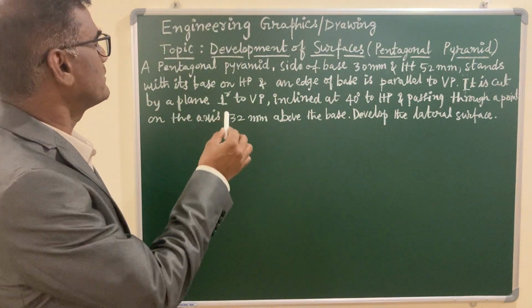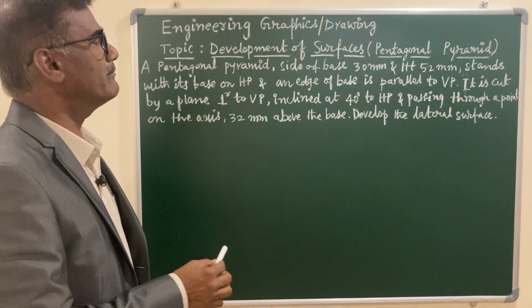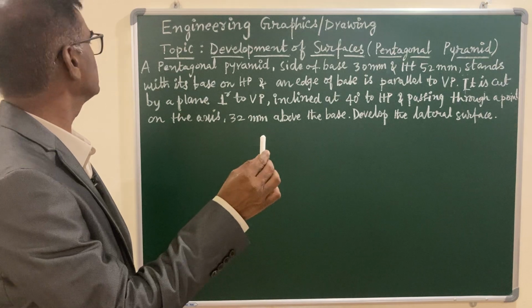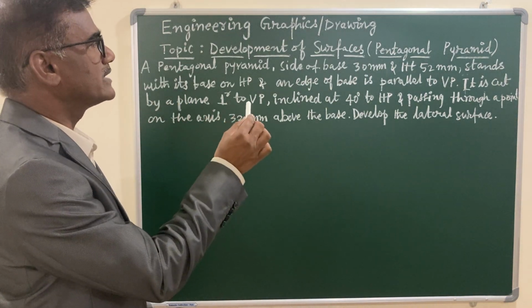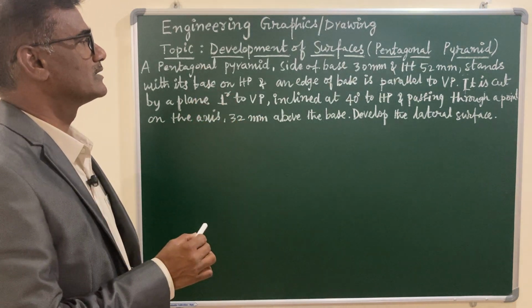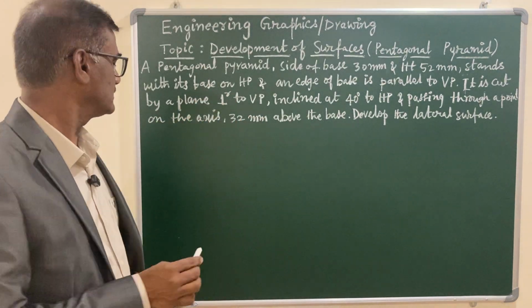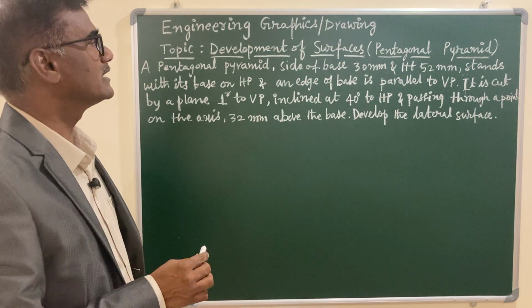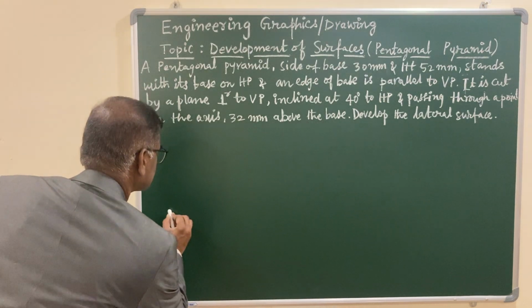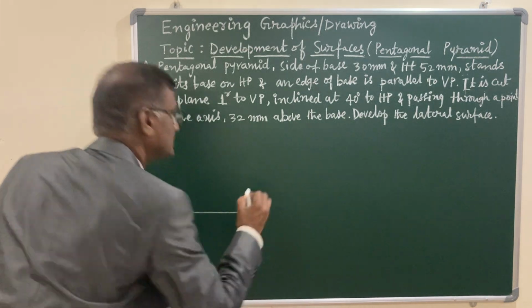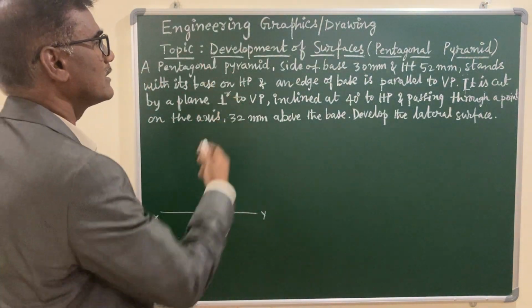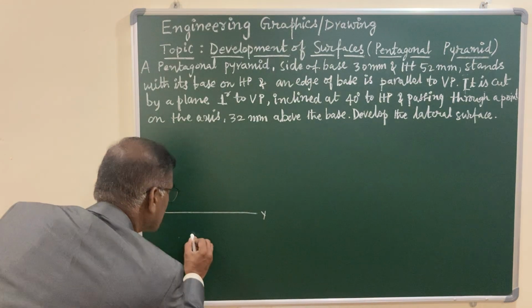A pentagonal pyramid, side of base 30 mm, height 52 mm, stands with its base on HP and an edge of the base is parallel to VP. So the orientation is given, let us draw an XY reference line. The base edge is parallel to VP, which means it's parallel to XY.